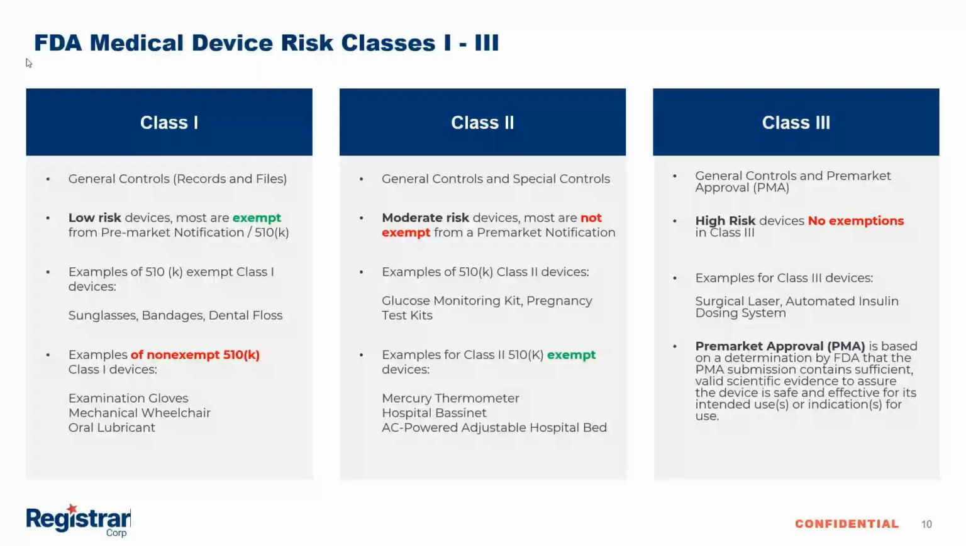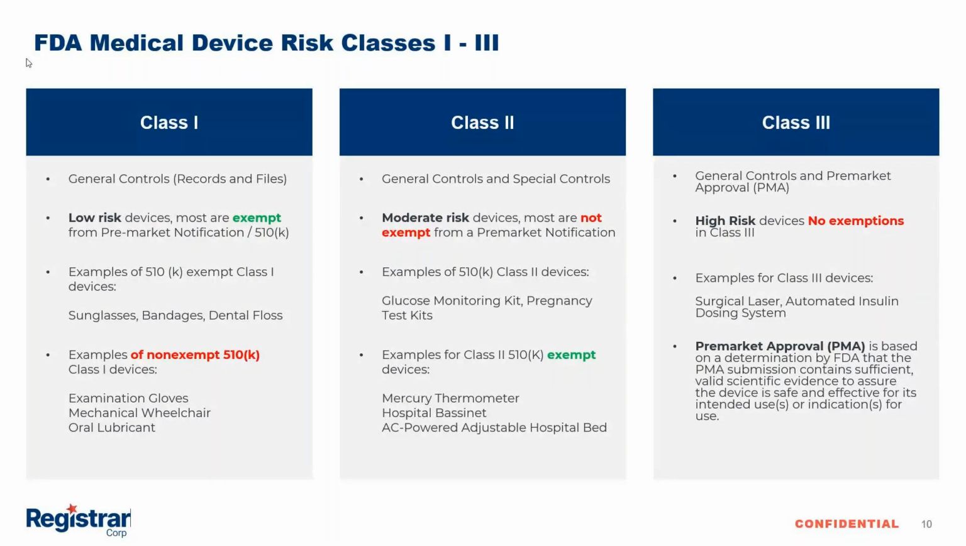Class 1 here in the US is the lowest risk class, and you have general controls applying to these devices, which most likely means records and files that you need to have present. A lot of these low-risk devices are exempt from a pre-market notification, or also the other word you might have heard about it is a 510K.